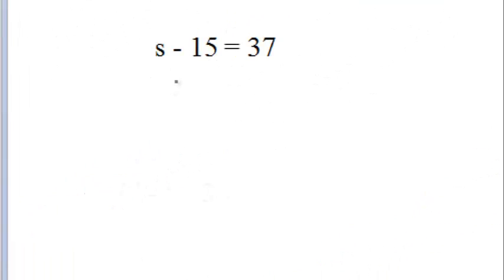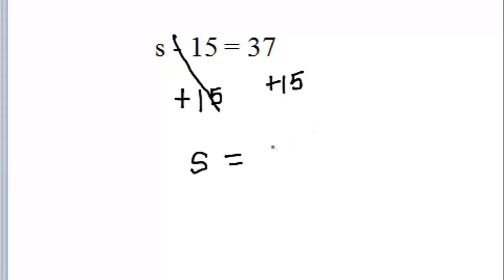S minus 15 equals 37. I have minus 15, so I do plus 15 on both sides. Negative 15 plus 15 cancel out, leaving me S on that side, and 37 plus 15 gives me 52. S is equal to 52.